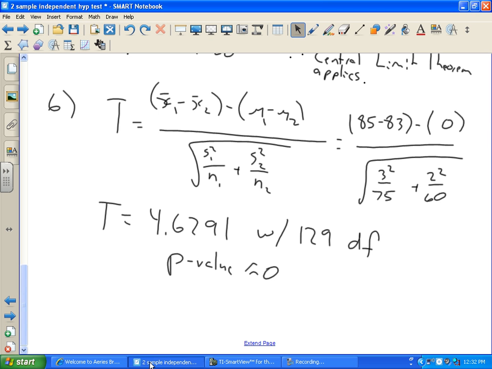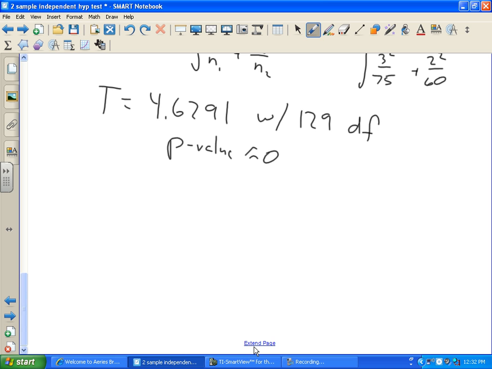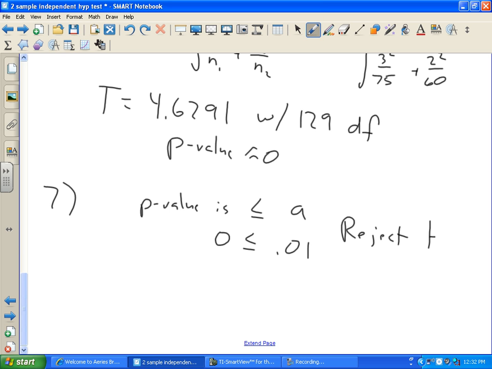All right, from here, it's the same as it ever was. Step 7, p-value is less than or equal to their alpha value. We got 0 less than or equal to 0.01. That means we reject the null hypothesis.